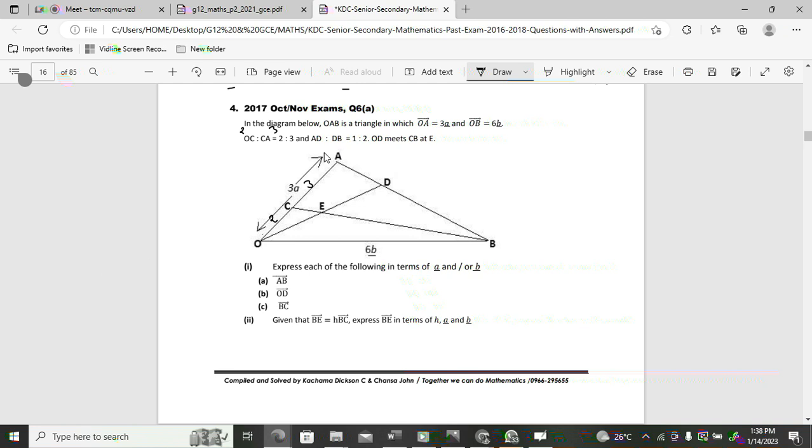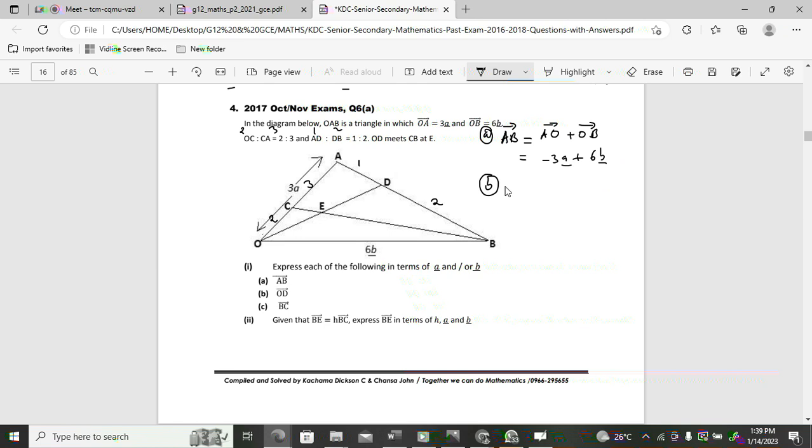They've also given that AD to DB is 1 to 2, meaning AD is 1 and DB is 2, so the total A to B is 3. Now the first question, part a, we want to find AB. To find AB, we first move from A to O, and then from O to B. Since O to A is 3a, from A to O it is negative 3a, plus O to B, which is 6b. That is the first one.